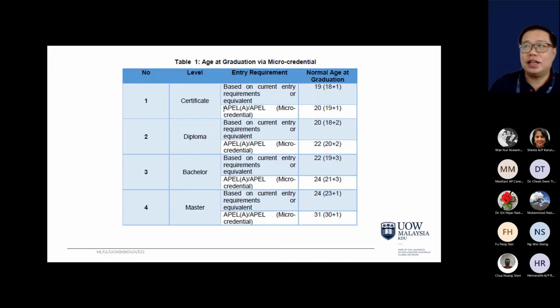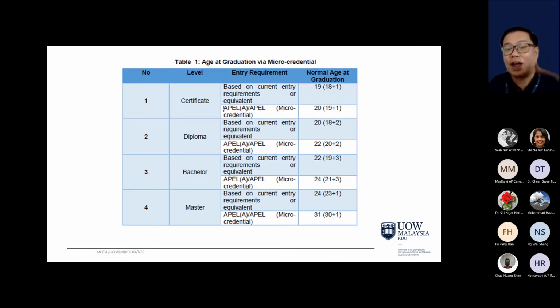Okay, and age of graduations via micro-credential. Some students will go through the micro-credential pathway. They'll pick a subject, then they get credit exemption. So it's the same like, say, diploma. Based on current entry requirements it is 20. Okay, so normal age of graduation. So they actually show lah. If you go through APEL A, it is 22. If you go based on current entry requirements, it is 20. Okay, it is different.